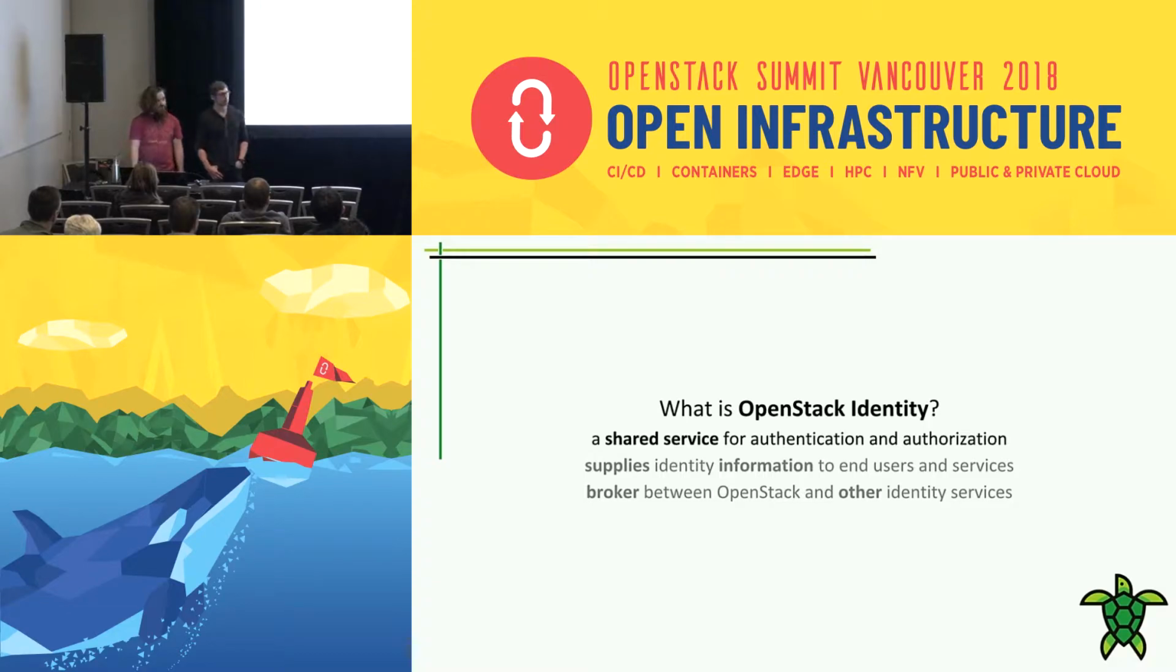So Keystone's an implementation of OpenStack's Identity API, and it's found in just about every OpenStack deployment that you use. It's a shared service specifically for authentication and authorization, and it supplies end users and services with information about users in the deployment, projects, domains, role assignments. Anything that falls underneath that identity umbrella is either coming from Keystone or passing through Keystone at some point. It also acts as a broker between OpenStack and other identity services like LDAP or external identity providers.